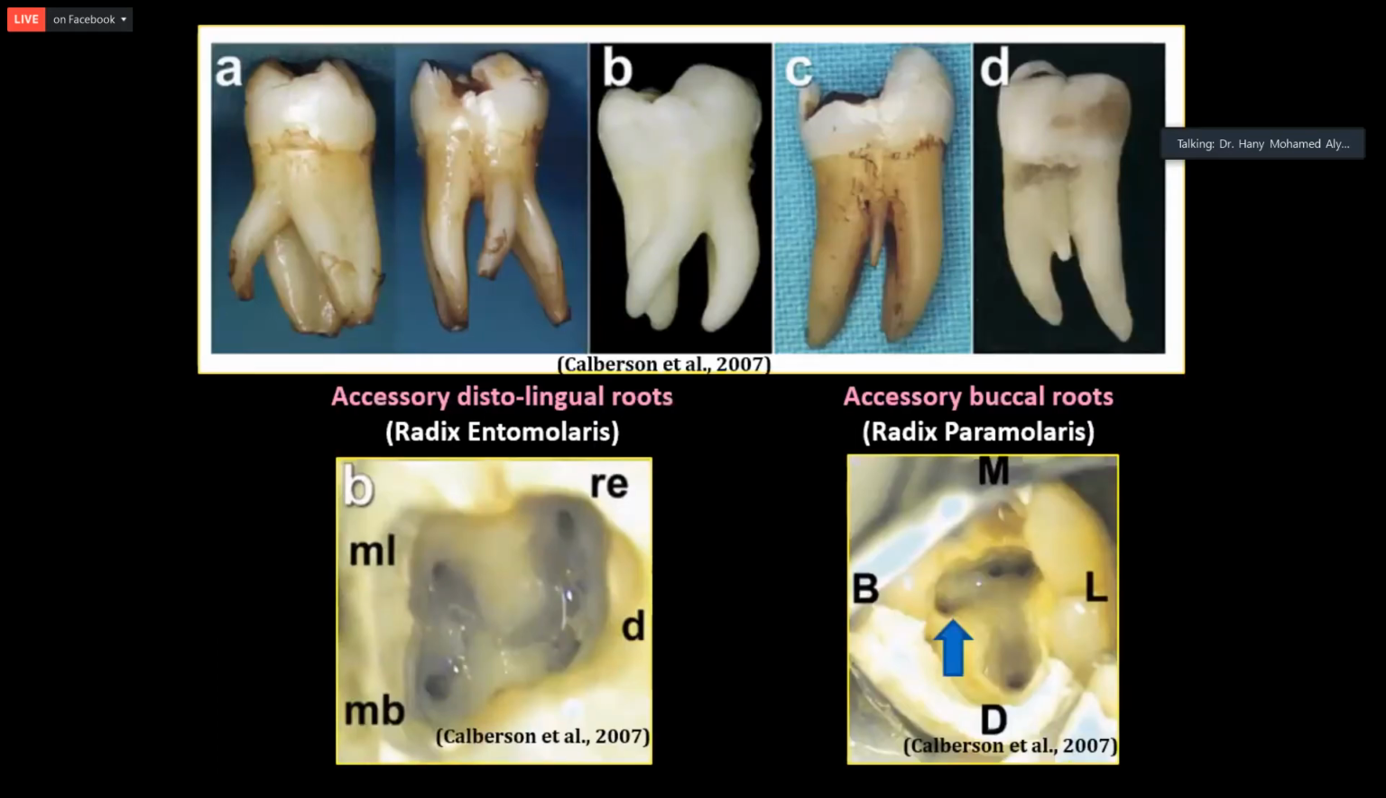The main challenge in this three-rooted morphology is that it can have a radix entomolaris or radix paramolaris, in which the accessory root can be in the distolingual or in the buccal aspect of the molar.